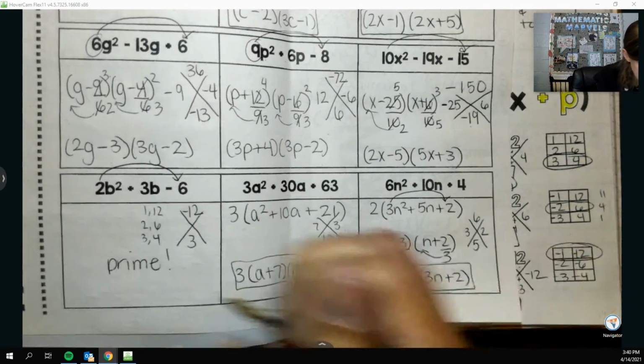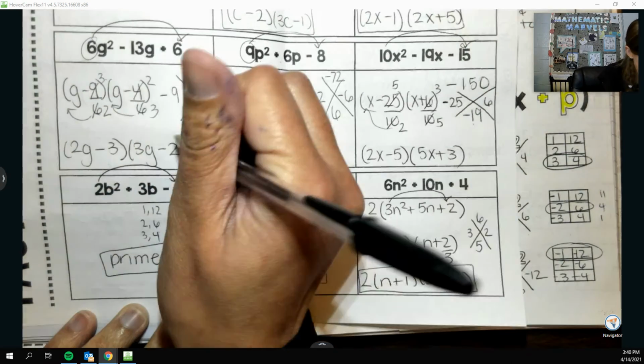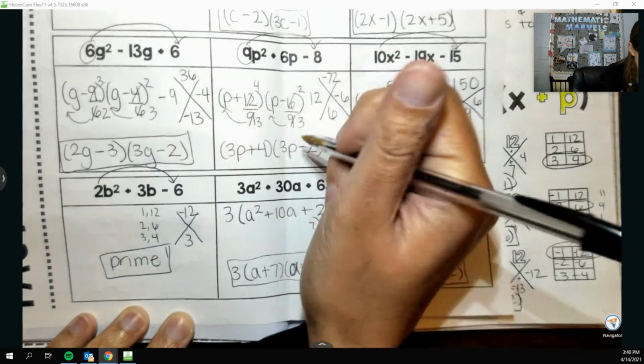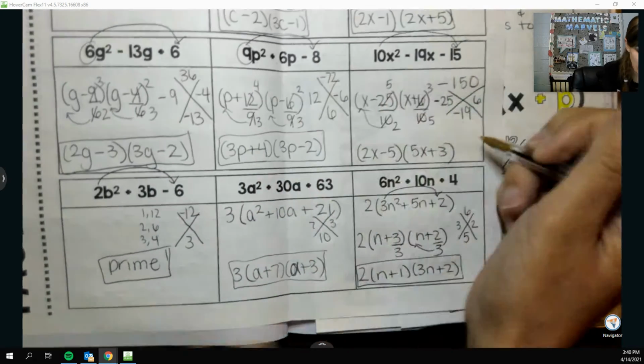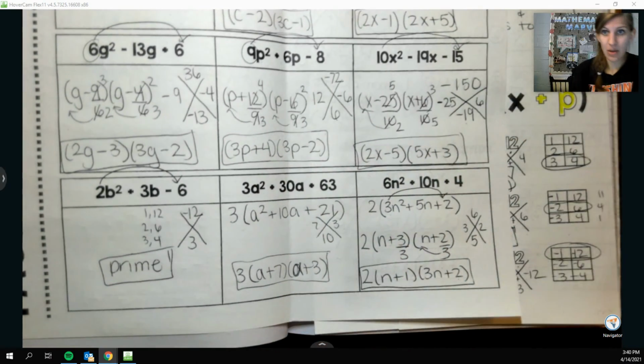Now, guys, I know this one seems a little bit trickier, and it is. We are going to practice it a whole bunch more tomorrow as well. So do your very best and know that we will practice more.